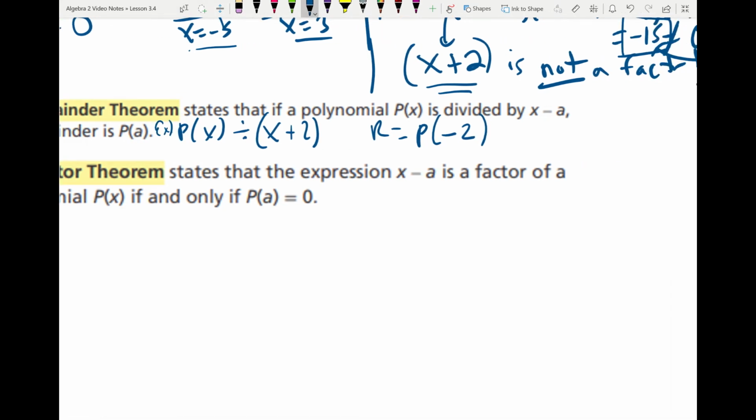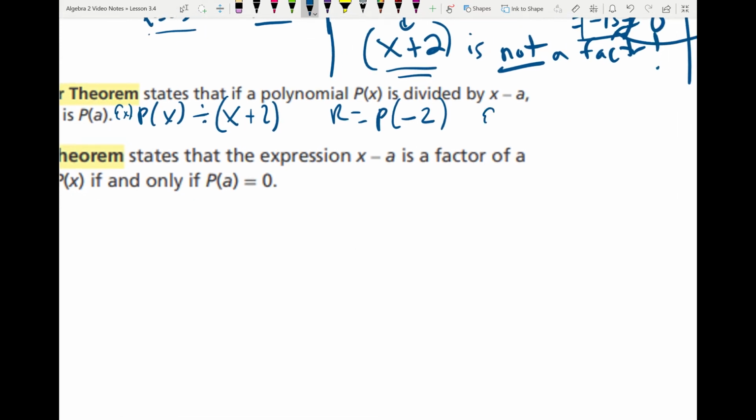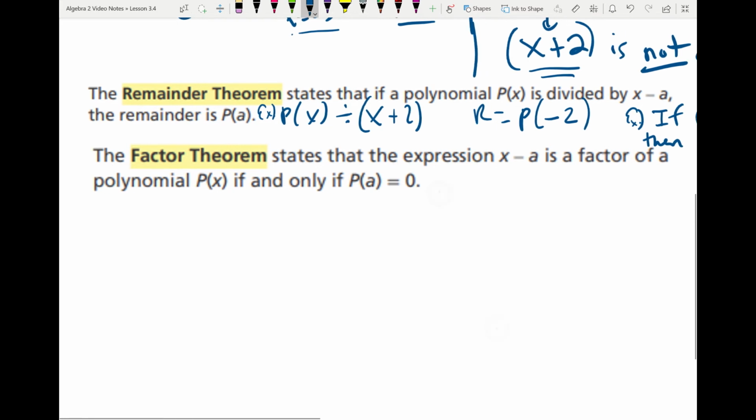So that's an example. Here's another example. If a polynomial is divided by x minus 5, then the remainder, this r stands for remainder, is equal to p of 5. So it's always the opposite sign, right? So if it's plus 2, it's minus 2. If it's minus 5, it's plus 5. So this is really neat because this means that if you plug in the number, you can get the remainder automatically. So then that helps us with the factor theorem.